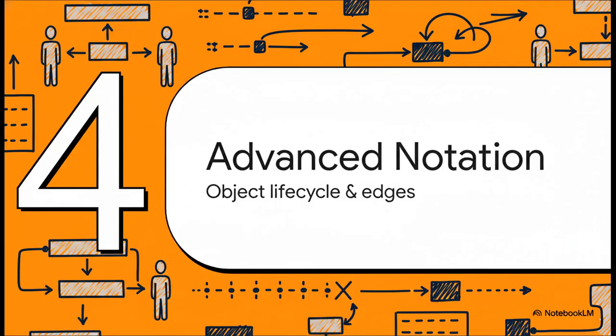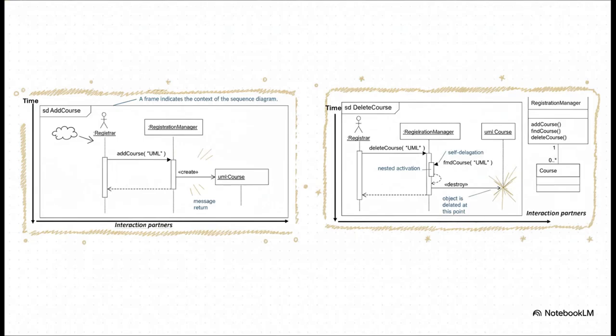Okay, and that brings us to our final section, advanced notation. We're going to cover the syntax for an object's entire life cycle and then look at a couple of special message passing scenarios you might run into. So objects don't always exist for the whole interaction, right? They can be created and destroyed. To show an object's creation, you draw a message arrow pointing right to the object's rectangle itself, and you label it with the create stereotype. And when it's destroyed, we mark that with a big X at the point where its lifeline ends. That X tells you exactly when that instance gets deallocated.